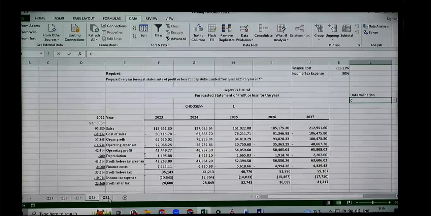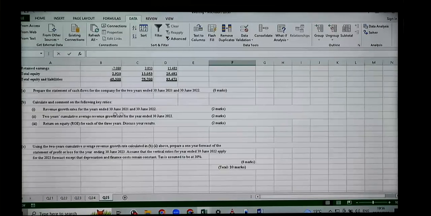So maybe we shall come back and do the cash flows and the rest. Some people are asking, so let me just be a little bit faster. So I'll start from part B. The cash flow statement, maybe we'll do it on Monday. Calculate and comment on the following key ratios: the revenue growth rate. So it's just like the same thing that we have done previously. We are just doing part C, which is the forecast. So we must start from here.